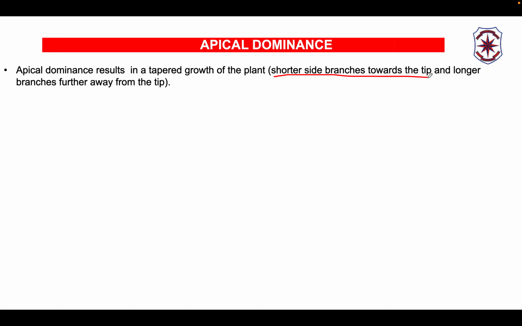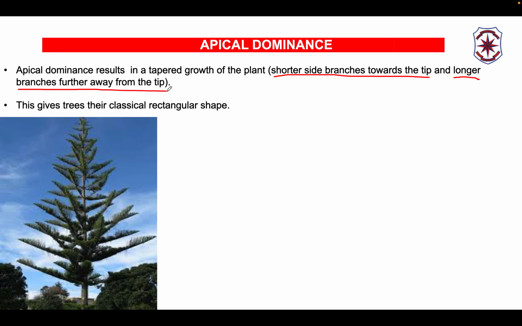And the plant will have longer branches further away from the tip. Why? Remember, the further down we go, the less concentration of auxins, therefore the less apical dominance. The lateral buds there will be more active and sprout to form more side branches. So this gives trees their classical rectangular shape. So let's check.